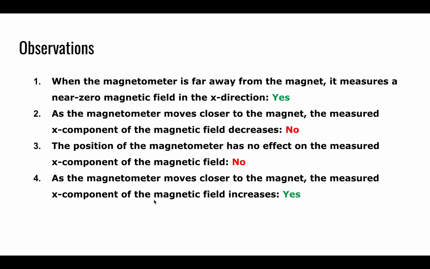Moving into our initial observations, we can see that when the magnetometer is far away from the magnet, it measures a near zero magnetic field in the x direction. However, as the magnetometer moves closer to the magnet, the measured x component of the magnetic field decreases. This is not true. And also what's not true is that the position of the magnetometer has no effect on the measured x component of the magnetic field. But the last thing is true: as the magnetometer moves closer to the magnet, the measured x component of the magnetic field increases. We need these initial calibrations to help us know how to work our magnetometer.